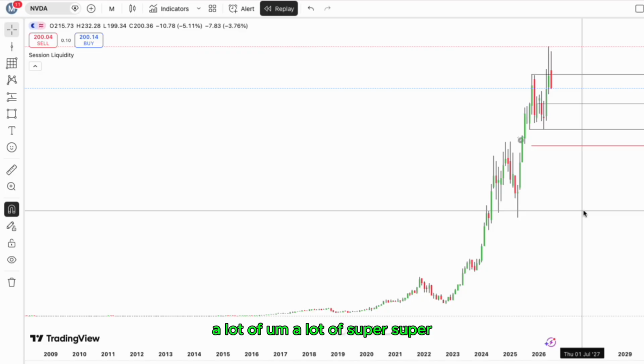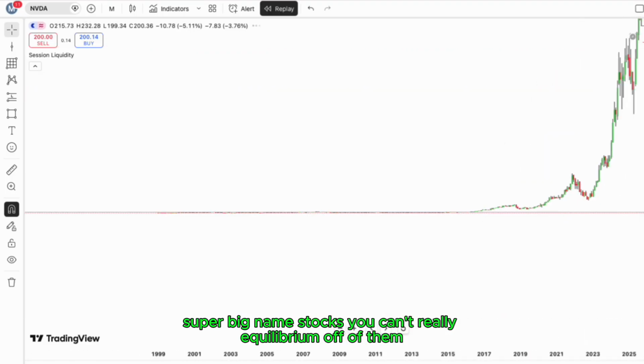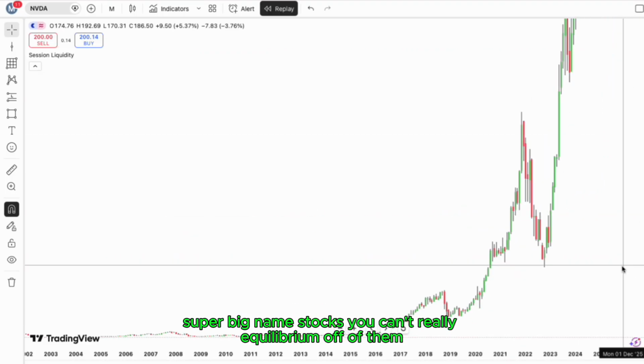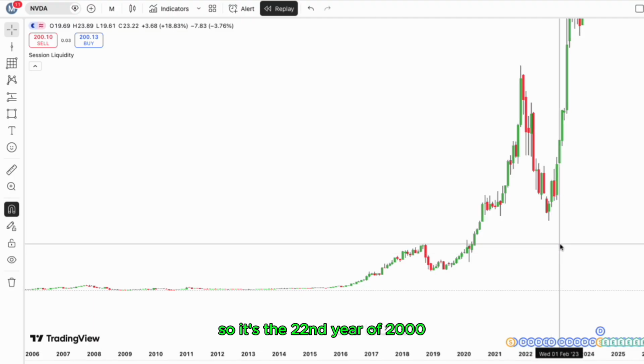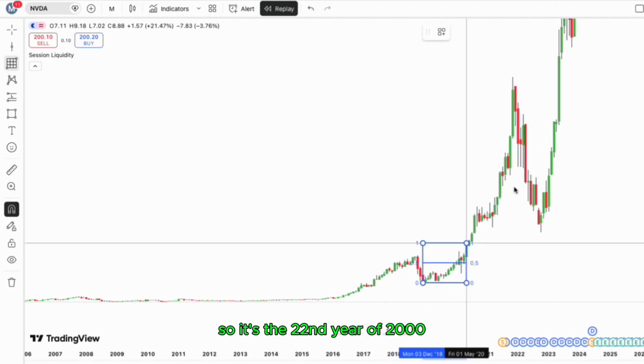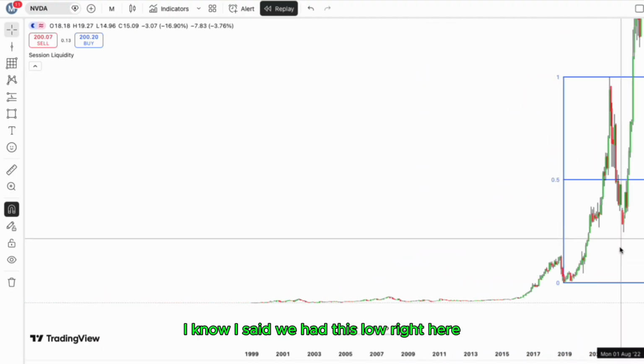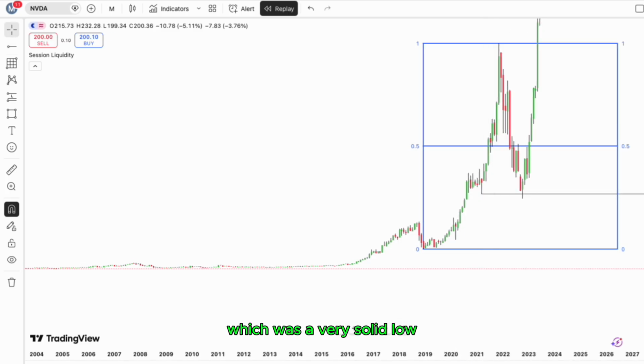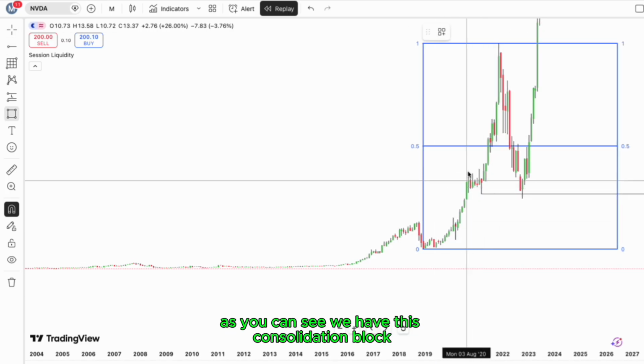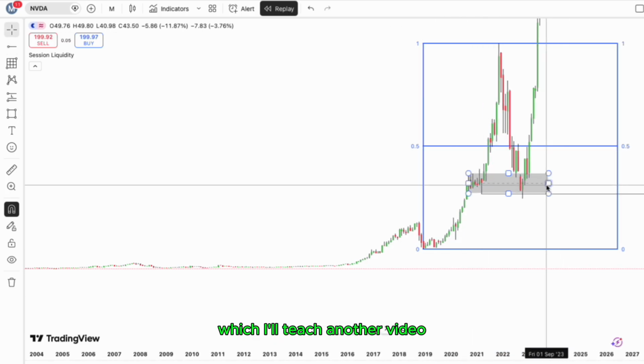A lot of super big name stocks, you can't really equilibrium off of them. So it's the 22nd year of 2000. I don't know why I said it like that. We had this low right here, which was a very solid low. As you can see, we have this consolidation block, which I'll teach in another video.